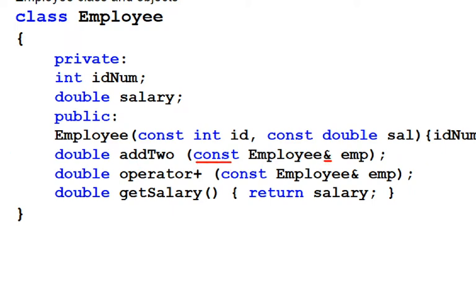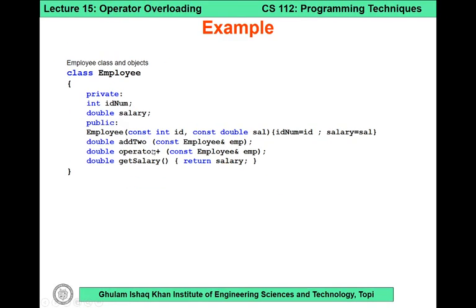Now we have another function whose name is operator plus. It is an operator overloading function, and the rest of the things between the function add to and the operator function are the same. And then we have a third function, get salary. It simply returns the value of the salary.